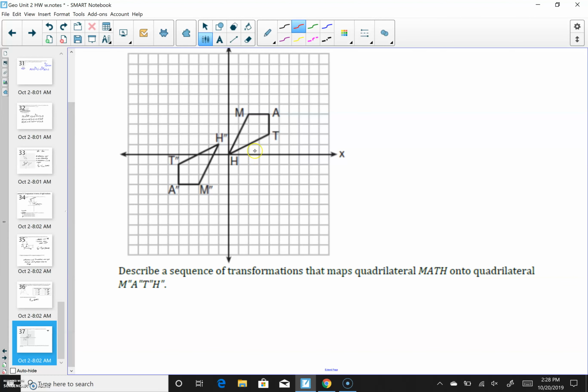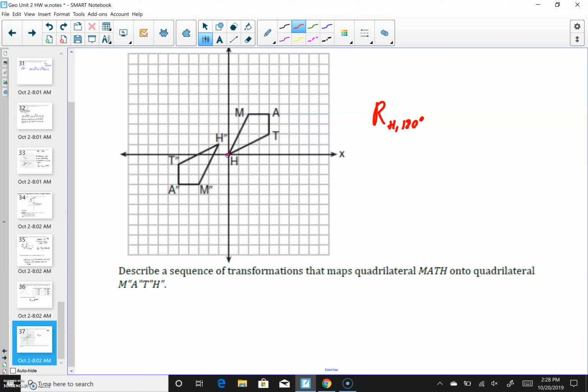The easiest way for me to see this is I'm going to look first and notice I've got clockwise orientation, and I have clockwise orientation again. So because the orientations are the same, I'm thinking I'm probably not going to use a reflection of some sort. My first thought is to take this original shape and rotate it around the origin or around point H, either one, 180 degrees.